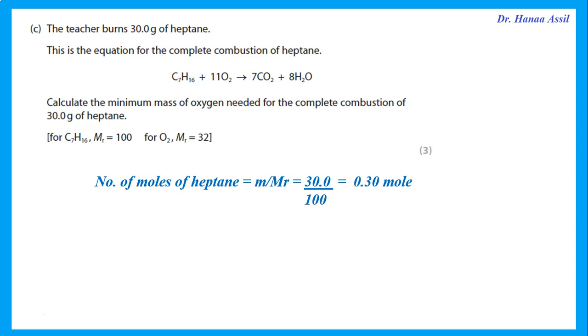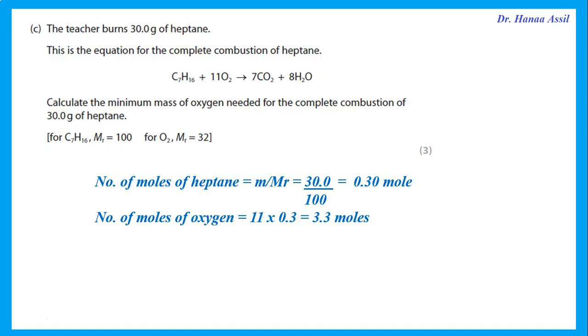Then we go to the equation. What are we asked about? We're asked about oxygen. And from the equation, 1 mole of the heptane reacts with 11 moles of oxygen, and that means the number of moles of oxygen needed would be 11 times what we got. So that comes out to 3.3 moles.